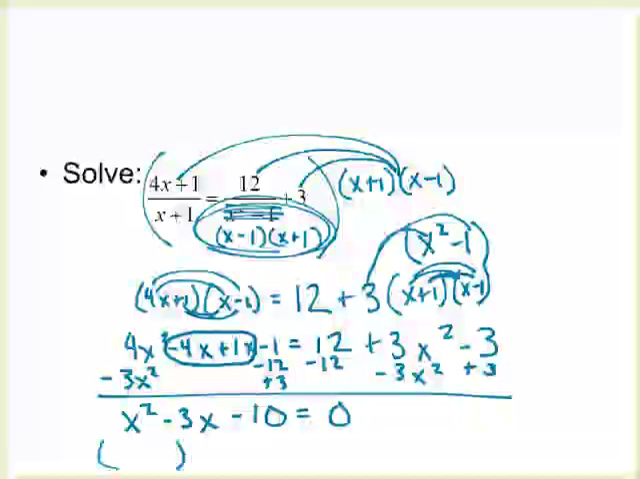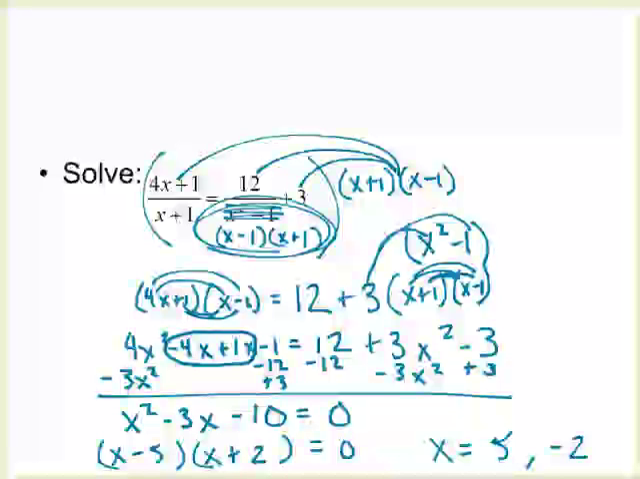Then we can solve by factoring. What multiplies to negative 10 that adds to negative 3? Negative 5 and positive 2. We'll multiply to make negative 10 and add to make negative 3. So what does that mean x is? 5 and negative 2.